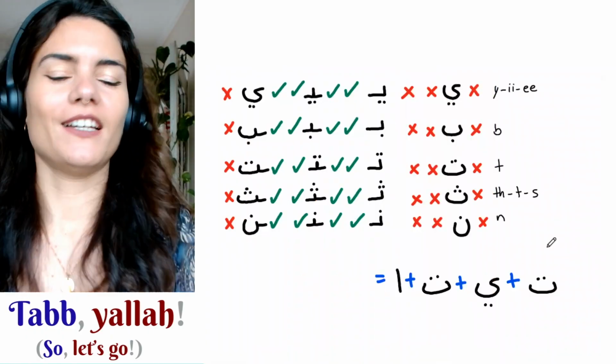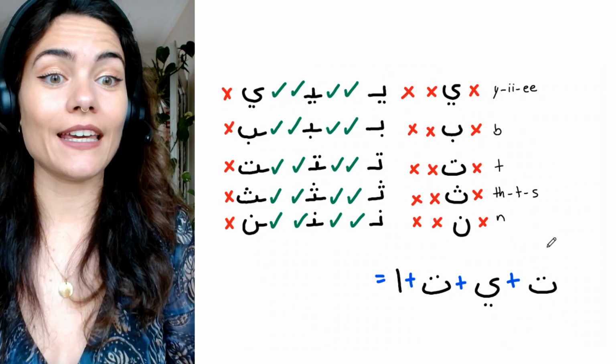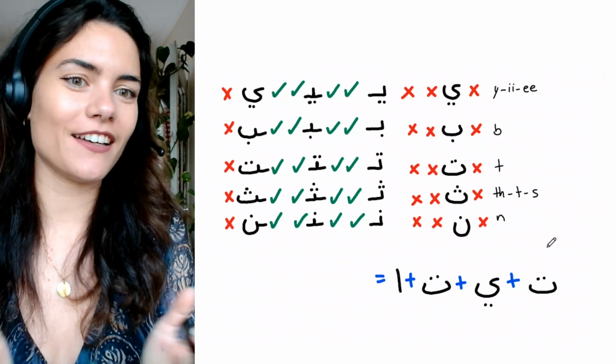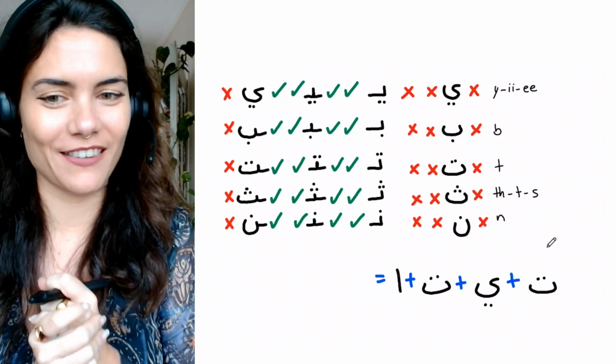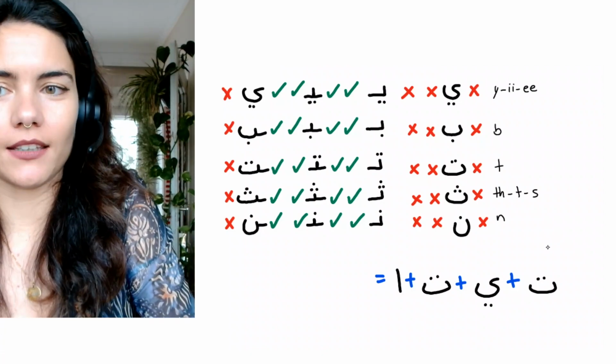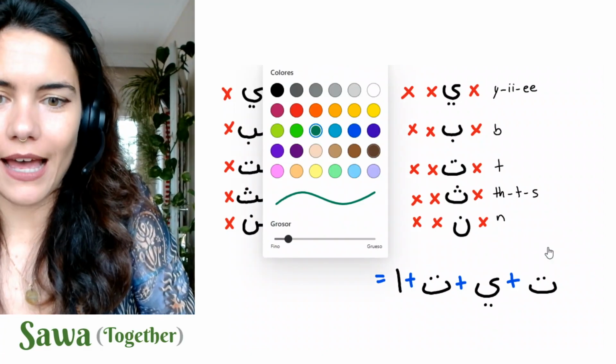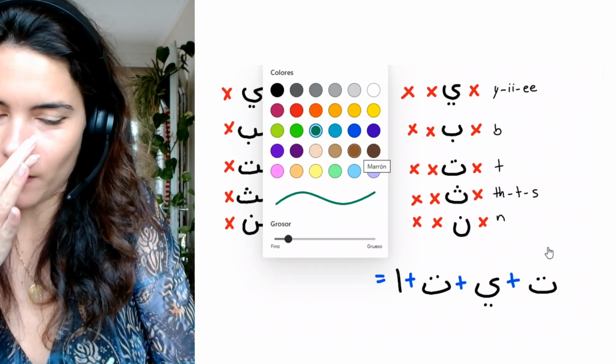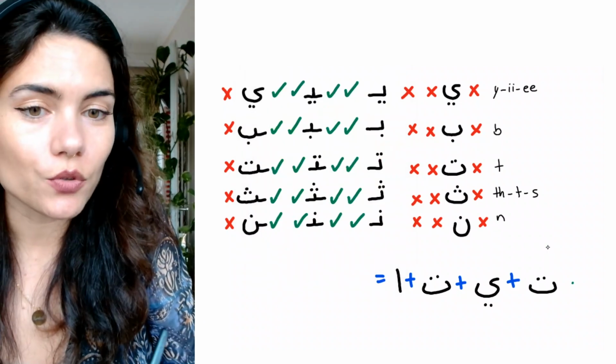Yalla, let's write the word teta. A teta is a mama al mama, the grandma. Tayyib, a teta. Let's try to write the word teta together, without the L here, we're going to do the same steps.